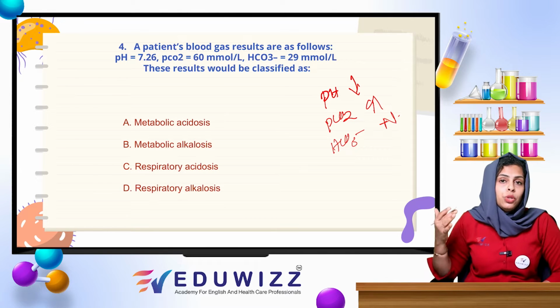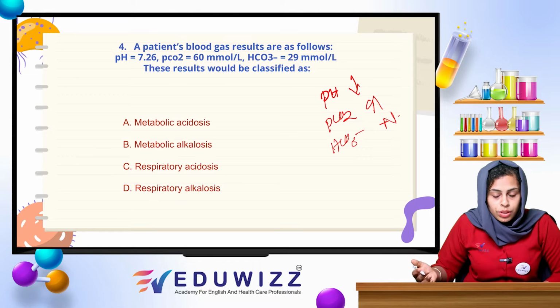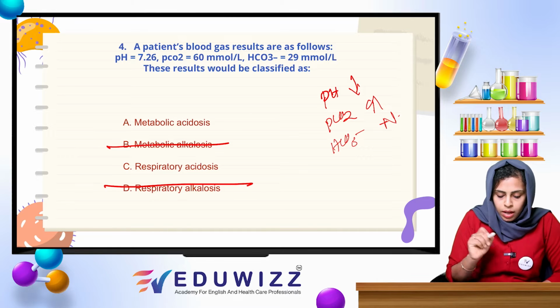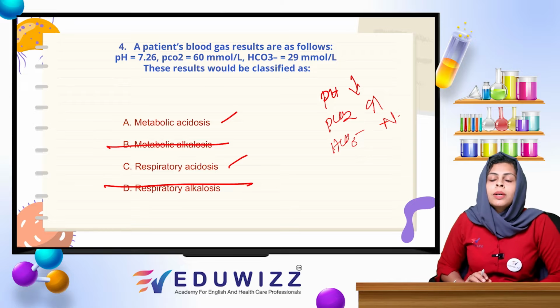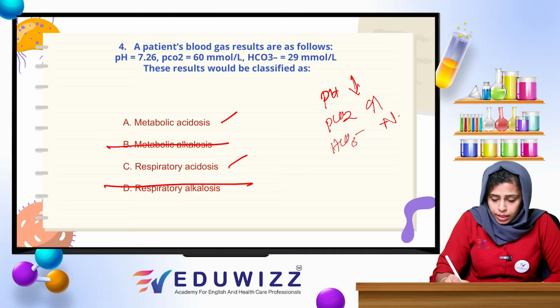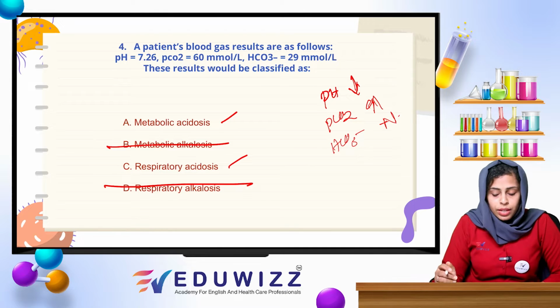The pH value is low, indicating an acidosis condition. So we can easily cut options B and D. The other choices are metabolic acidosis or respiratory acidosis. In this case, if pH is decreased and PCO2 is increased, that indicates respiratory acidosis.